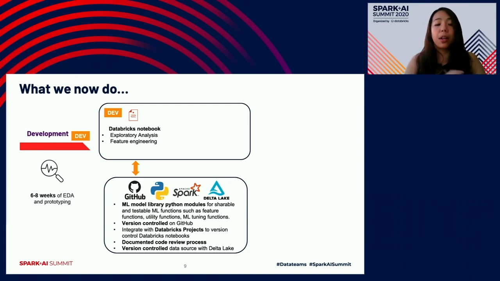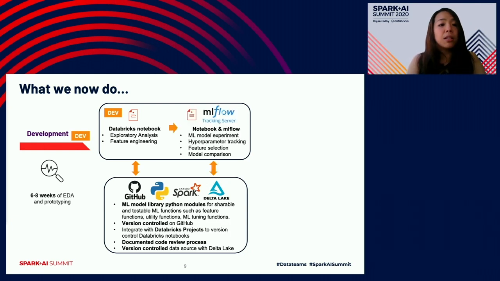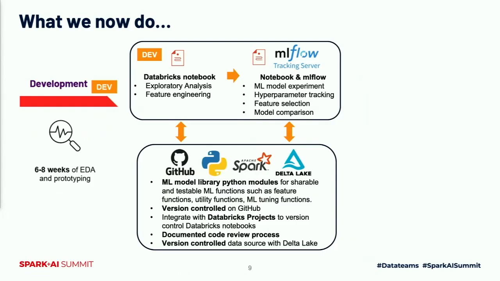Aside from integrating GitHub, we also integrate Delta Lake to version control all the data that are used to train our models. This way, combined with Mlflow, we are also able to track machine learning model development. So we can track all the hyperparameter tuning and how feature selection is going in different experiments.